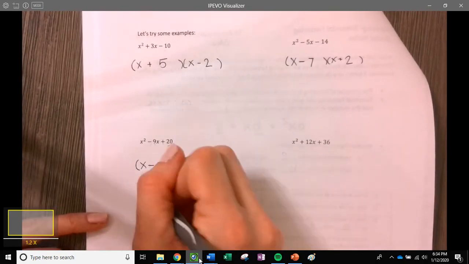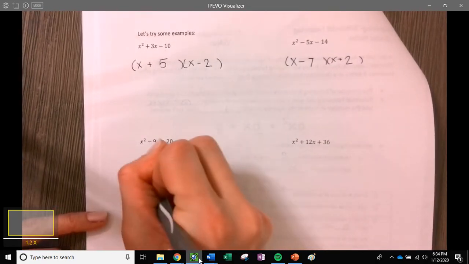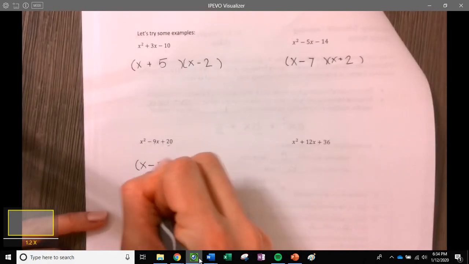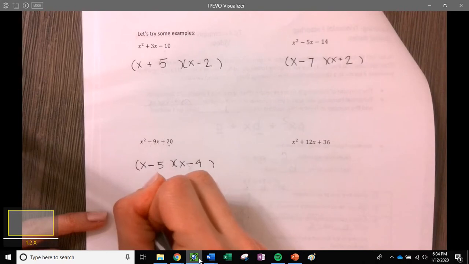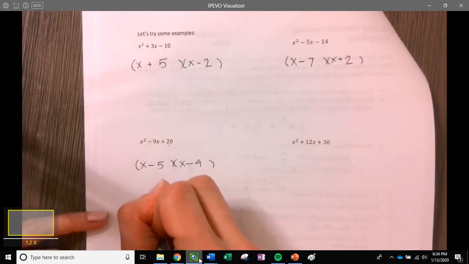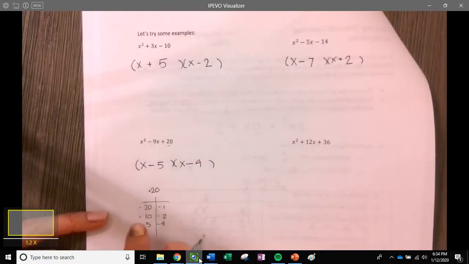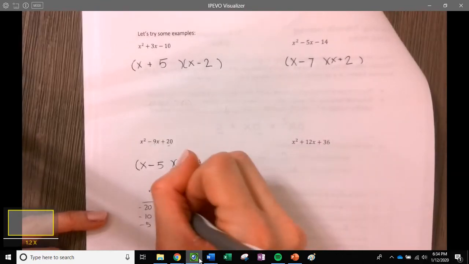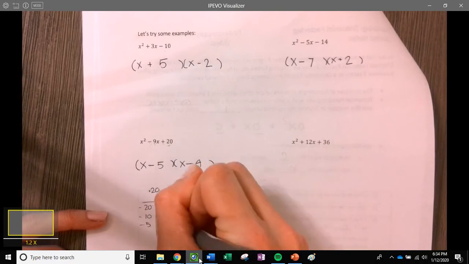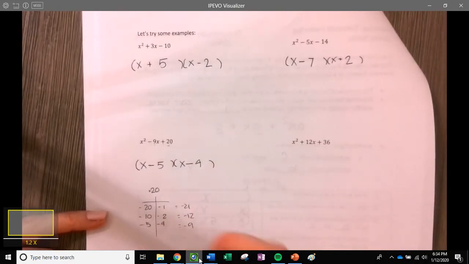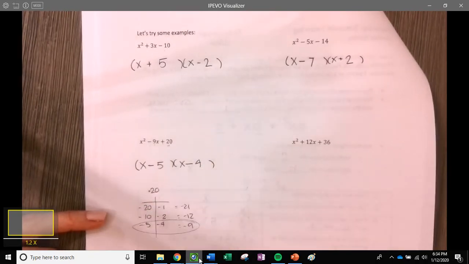And if you have to, don't be afraid to make a little table. You know, I'm trying to make positive 20, so knowing that I've got two negatives, I can do 20 and 1, I can do 10 and 2, I can do 5 and 4, and then go down the line and add them up. Well, this makes negative 21, this makes negative 12, okay, this makes negative 9, this must be the one I want. And then I can fill them in.